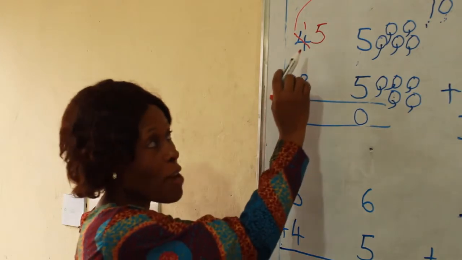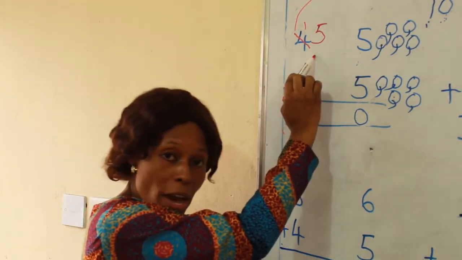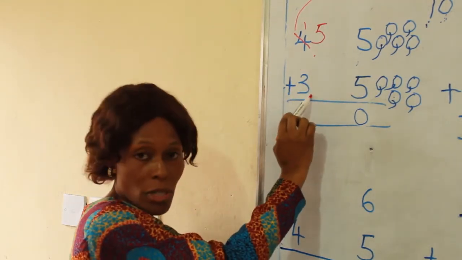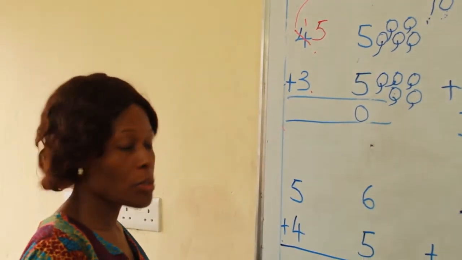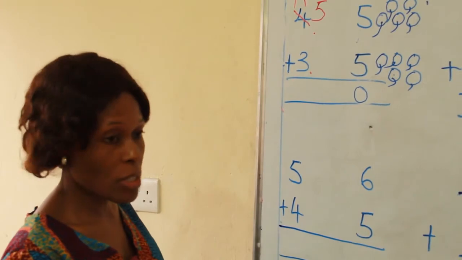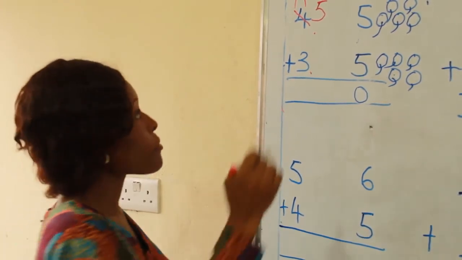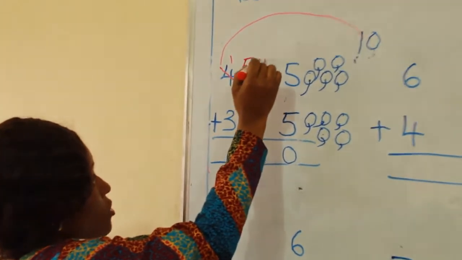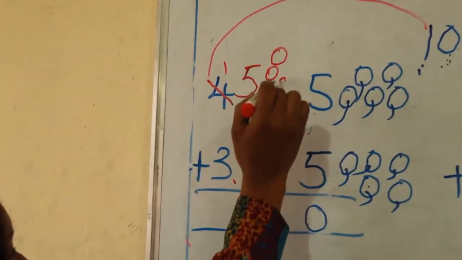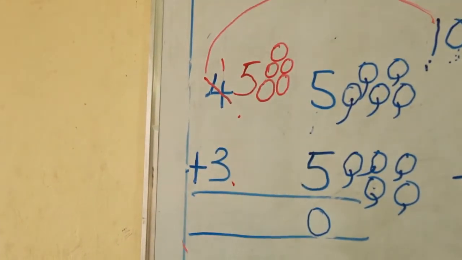We are going to draw 5 counters for number 5 and also 3 counters for number 3. Good. Now let's draw 5 counters for number 5. Count with me. 1, 2, 3, 4, 5.